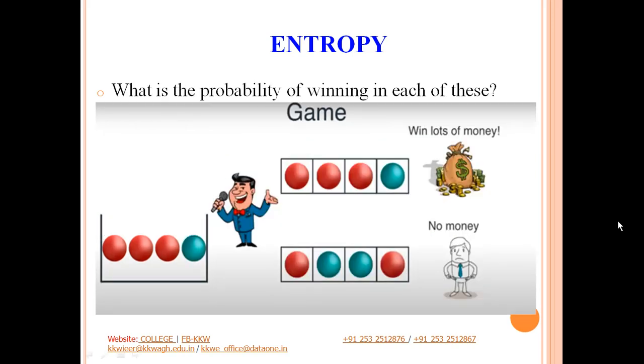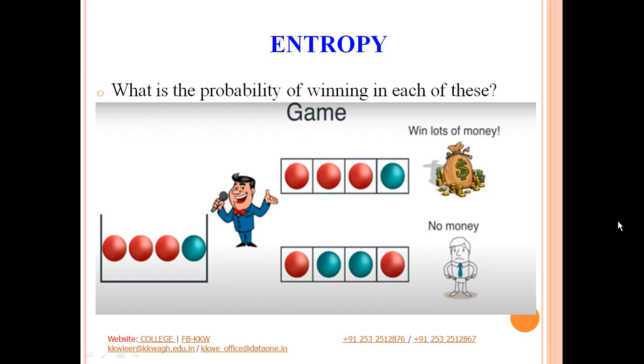Now let us say we want to play a game. We are given this basket with 3 red and 1 blue ball, and we want to pick 4 balls in 4 chances. If we are able to get the same sequence as in the original basket, then we win a lot of money, and if we get a different sequence, then we win no money. I want to find out the probability of winning in each of these cases.